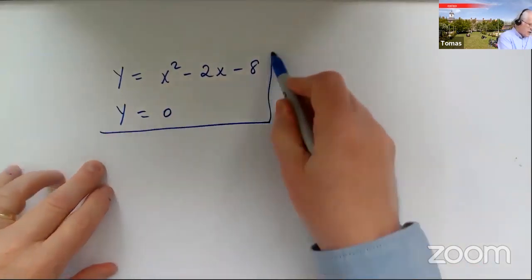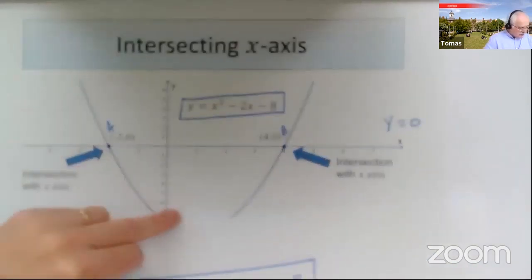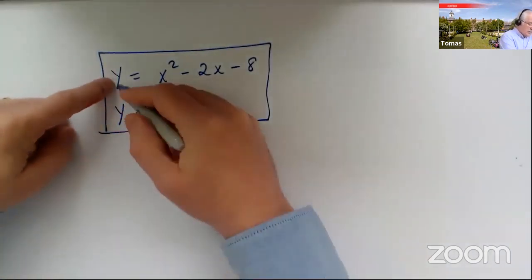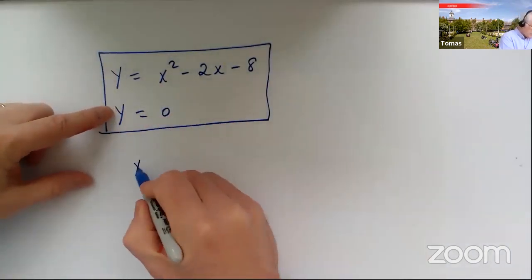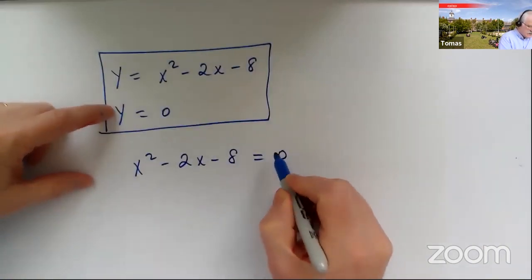So if these two things are true, if the y value is not only this one, but also y equals 0, and y must equal y, then x squared minus 2x minus 8 must equal 0.